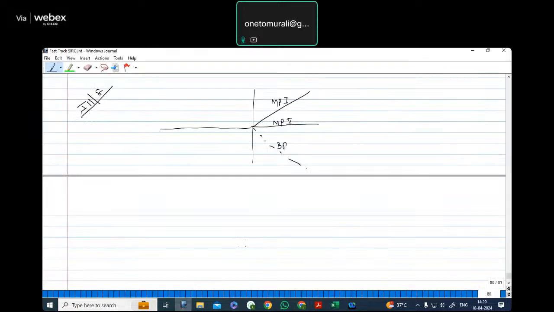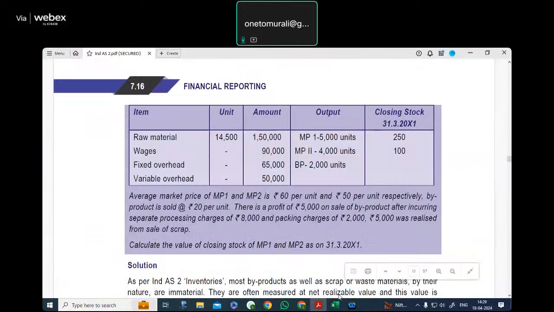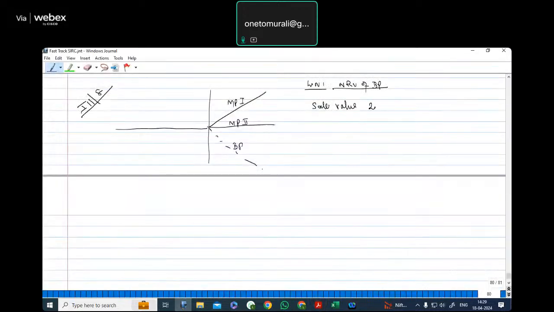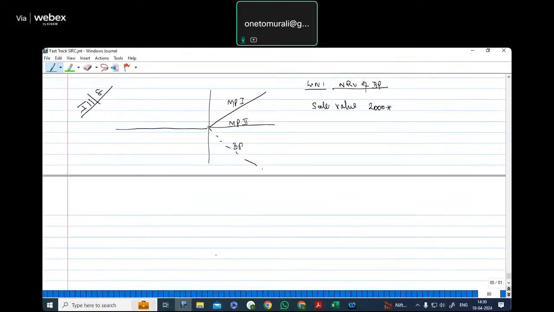So now let us find out 2 important things in this process. One is working number 1, NRV of byproduct. So sale value: how many units they are selling, whether they have actually sold or not, how many byproduct units they have developed. 2,000 into what is the byproduct price? 20. So it is 40,000 as the gross sale value.